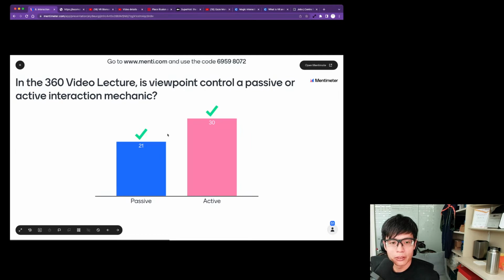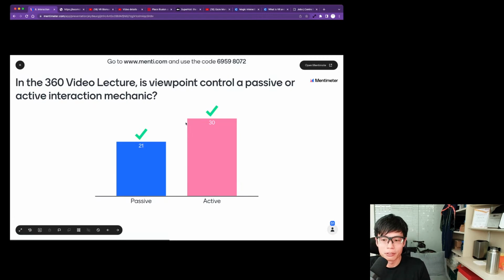Because it's debatable, the word viewpoint control, whether I am referring to it as an implemented component, or I'm referring to it as an interaction mechanic. So strictly speaking, if I'm referring to it as an interaction mechanic, then I would only allow for the answer passive. Sorry, I said the wrong thing. If I'm only talking about viewpoint control as an interaction mechanic, then it should be passive.